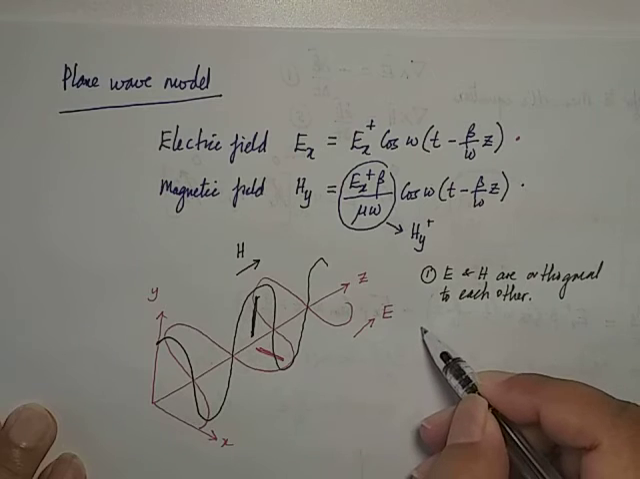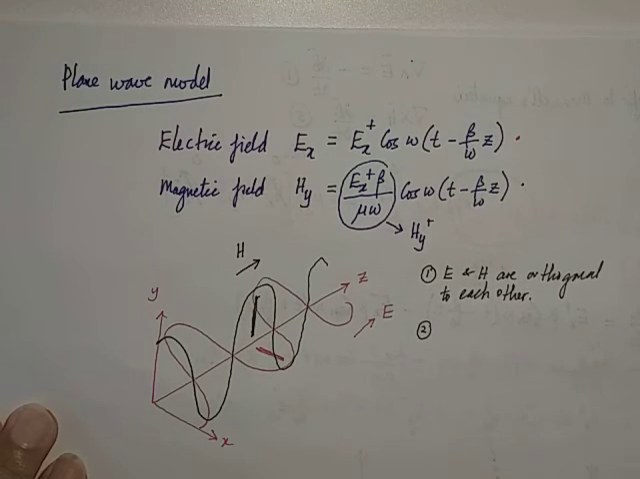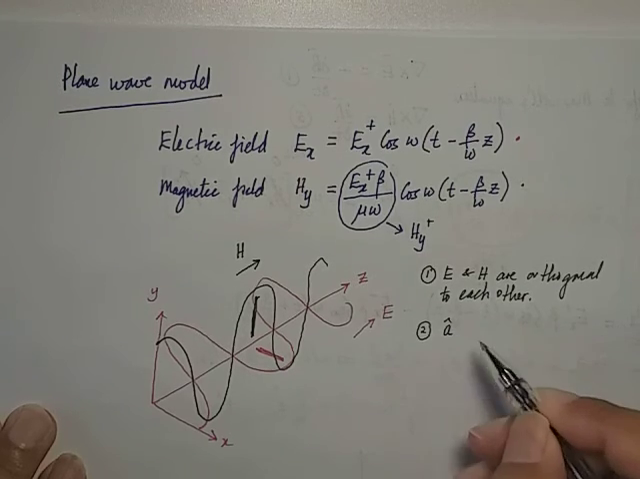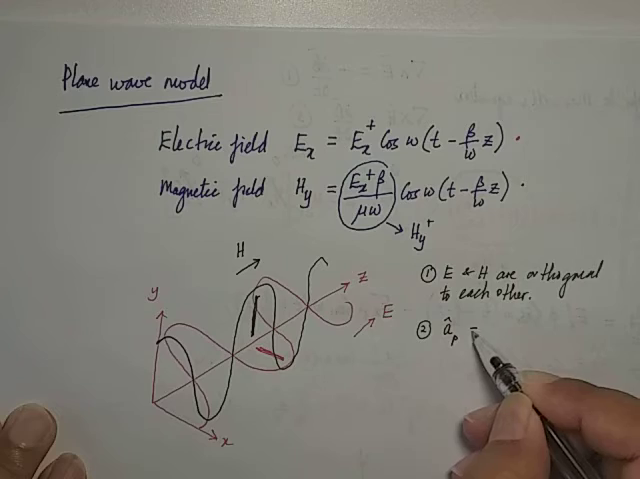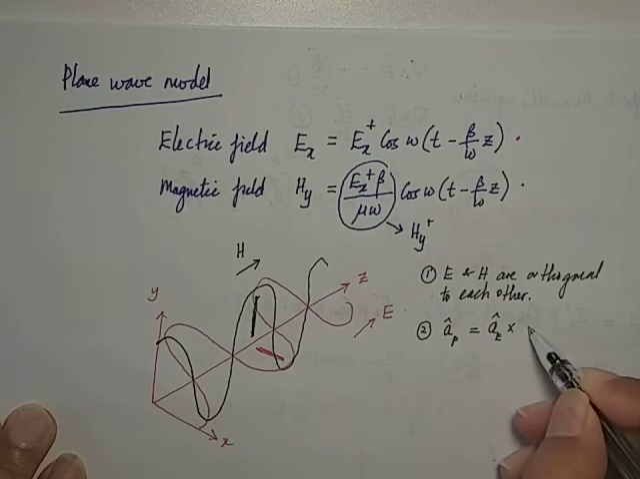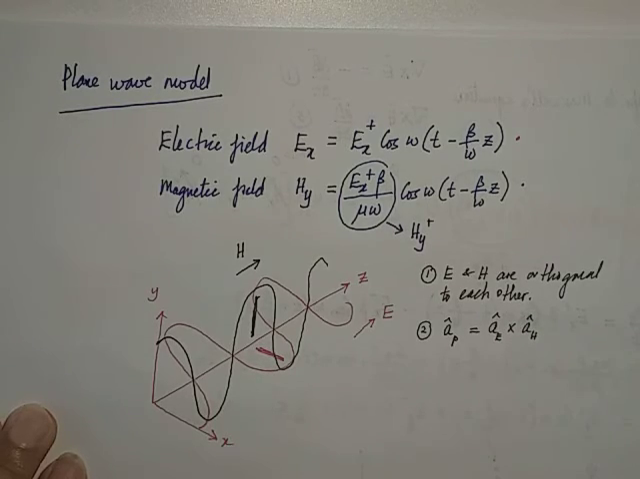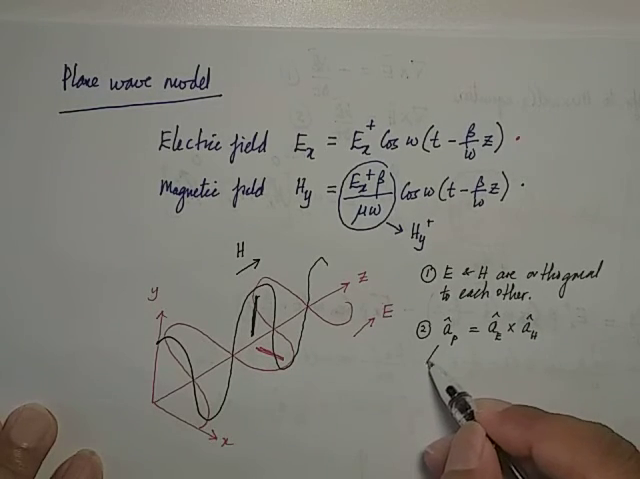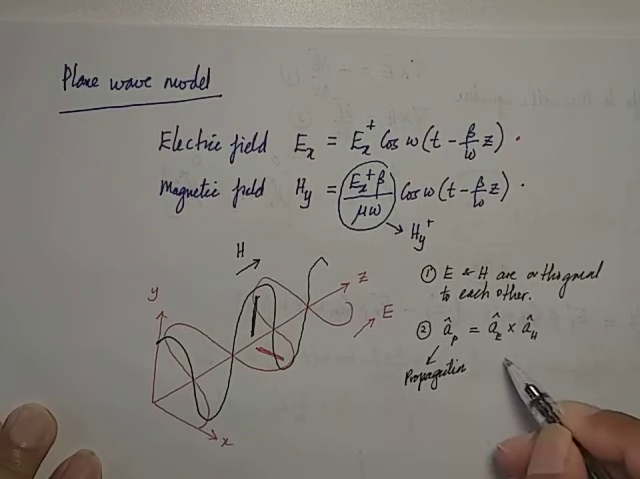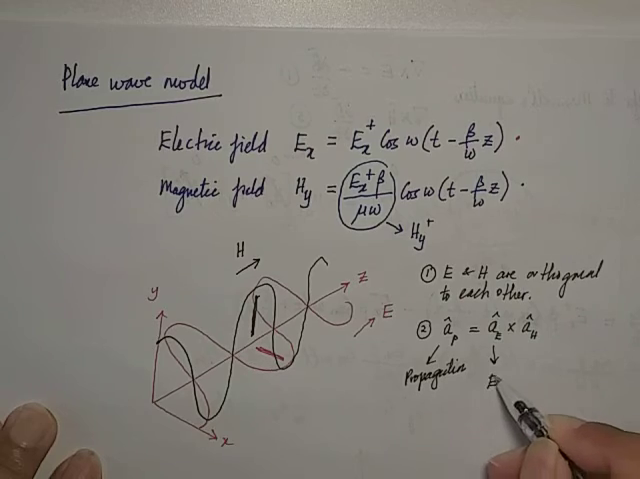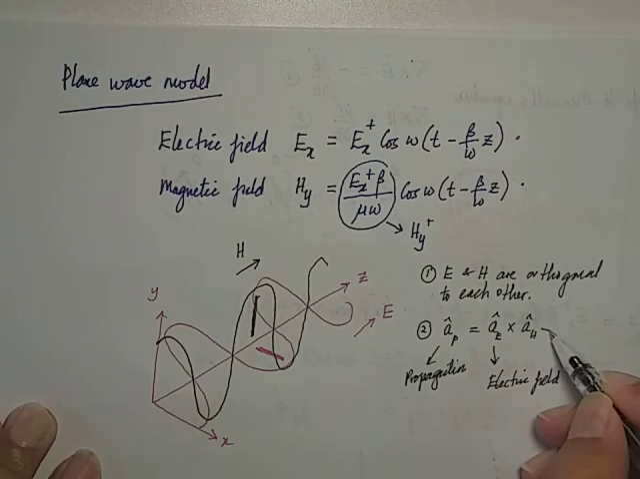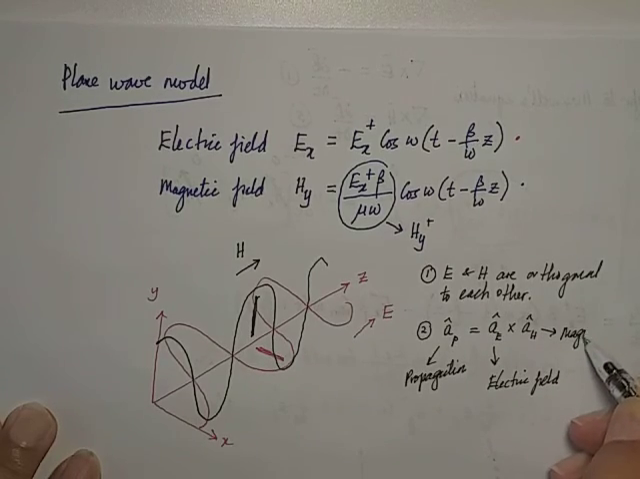The second thing that you must always observe, they always agree to this simple mathematics. The unit vector of propagation is equal to the unit vector of E crossed with the unit vector of H. This is the unit vector of propagation. This is the unit vector of electric field. This is the unit vector of what? Magnetic field. Let's test that.